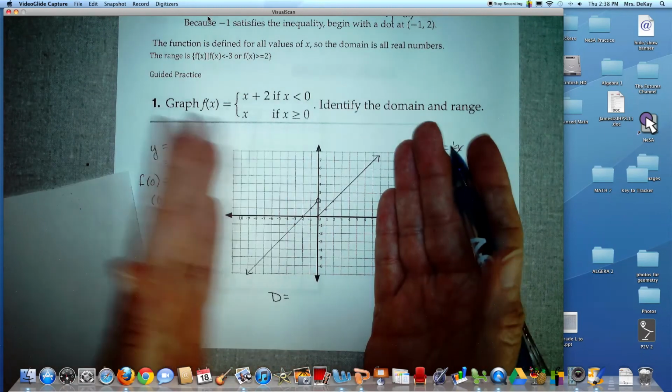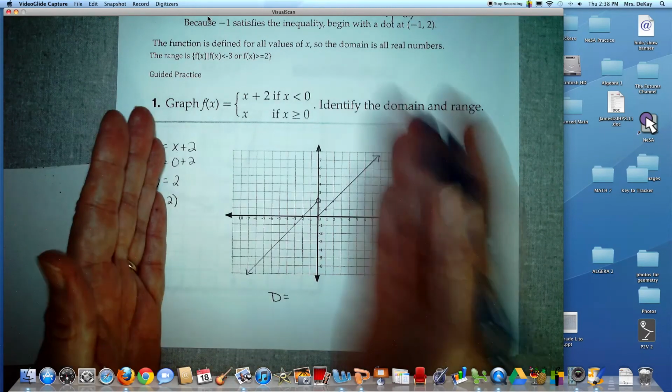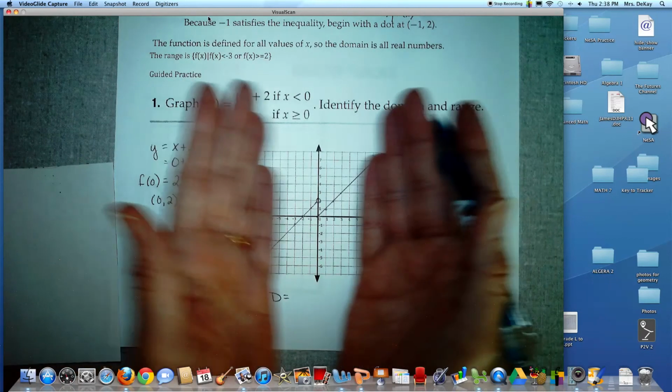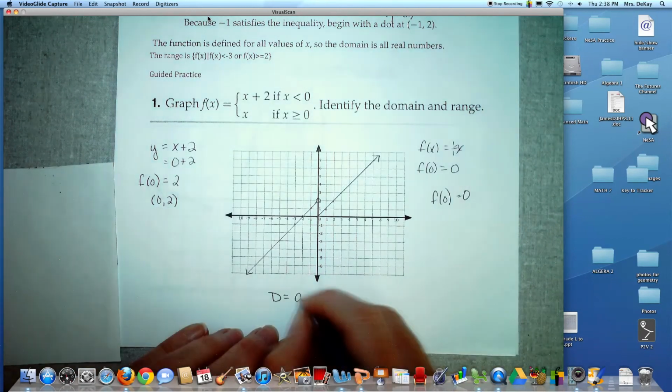The wideness. Am I infinitely to the left? Yes. Am I infinitely to the right? Yes. Do I have any gaps in the middle? No. I'm all real numbers.